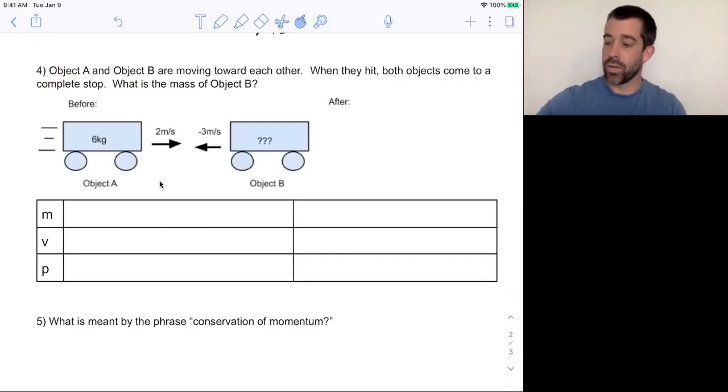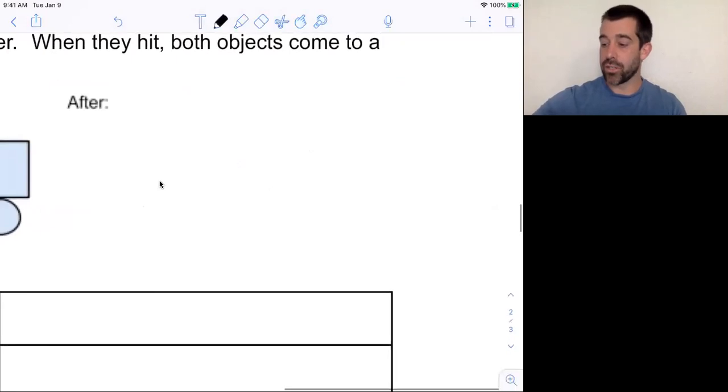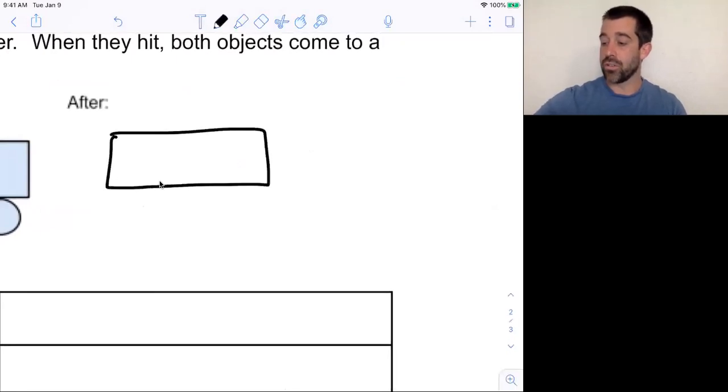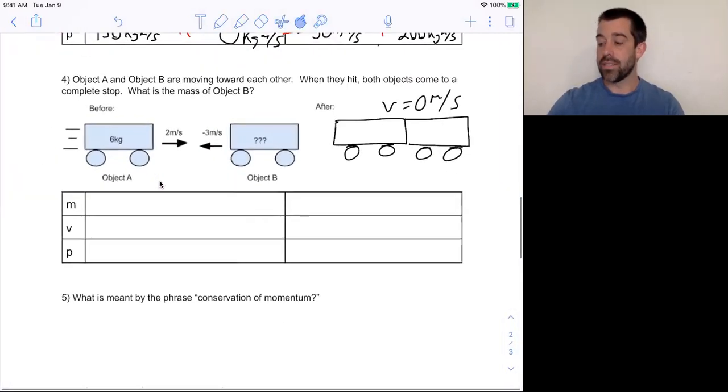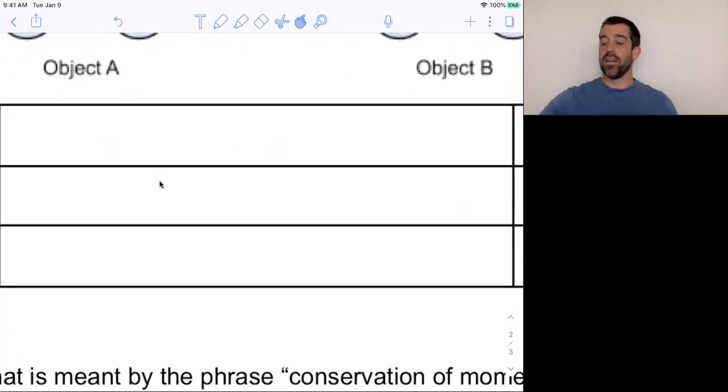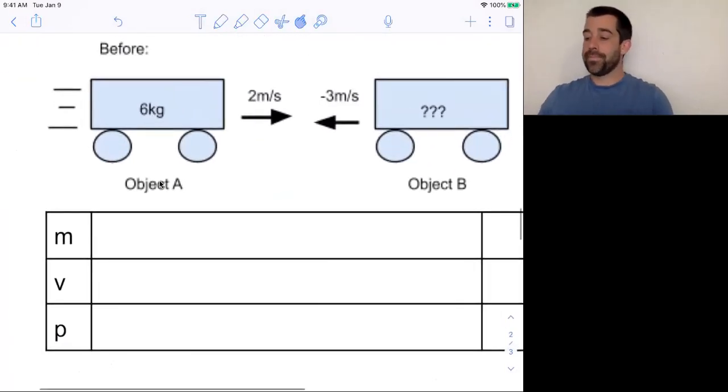Alrighty then. So we're going to go ahead and draw the after picture here really quick. And what the after picture tells us is that these 2 objects, when they collide, are going to have a velocity of 0 meters per second, because it says they come to a complete stop. And we're going to go ahead and start filling in all of our given information now.